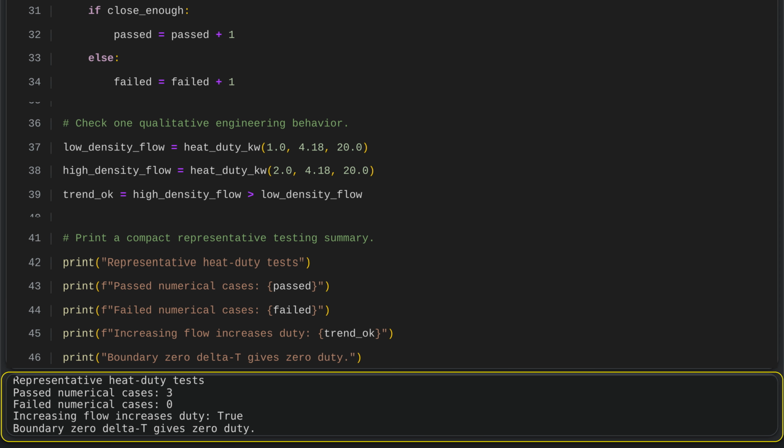The script calculates heat duty in kilowatts from mass flow rate, specific heat capacity, and temperature change, while rejecting negative inputs. It tests the calculation against expected results, counts passed and failed cases, and checks key behavior such as higher flow producing higher heat duty. It also confirms that no temperature change gives 0 heat duty, supporting the function's reliability and expected engineering trends.